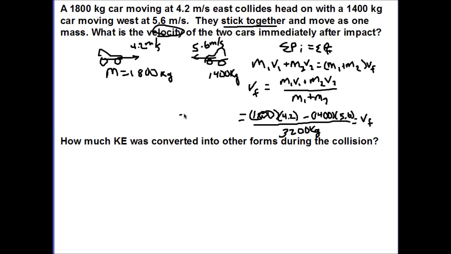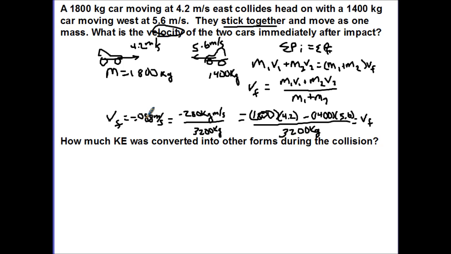We see that the numerator is a negative 280 kilogram meters per second, which essentially means the car moving towards the west, or in the negative direction, had the greater momentum. And so when I divide that by the total mass of 3,200 kilograms, we get an overall velocity, very small. V final is about a negative 0.088 meters per second. So it's mostly come to a stop.